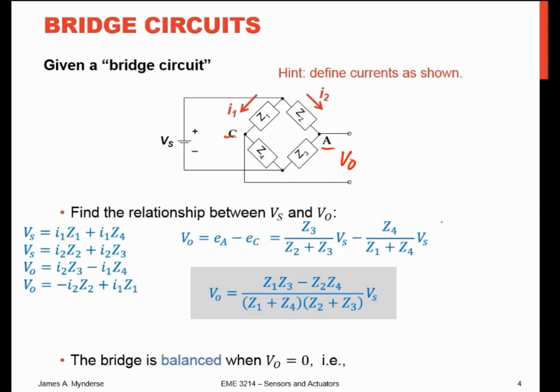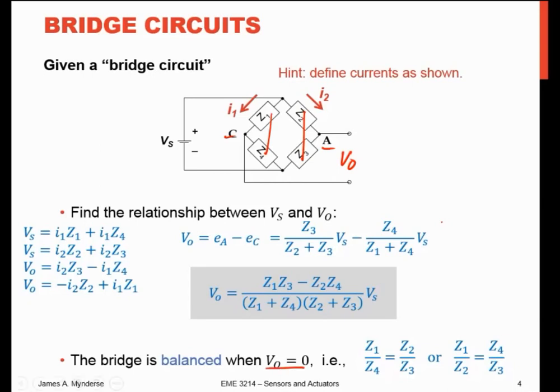Jumping ahead, I can recombine all those into this relatively ugly equation, but in practice a lot of these are constants, and ugly as it is, it works. As long as the ratio between Z1 and Z4 on one side is the same as the ratio between Z2 and Z3 on the other side, the bridge is balanced.